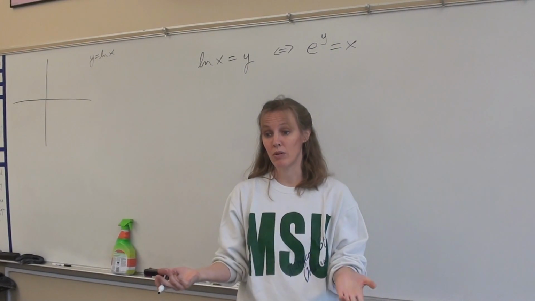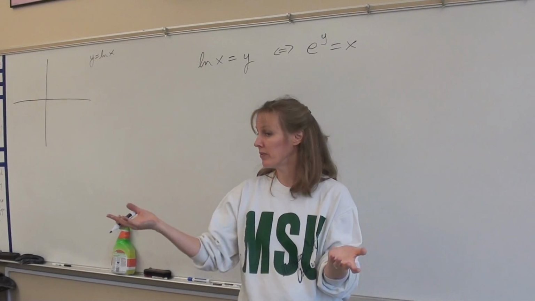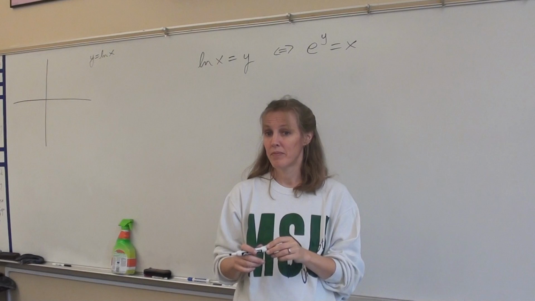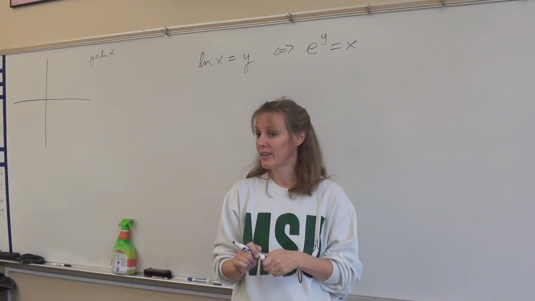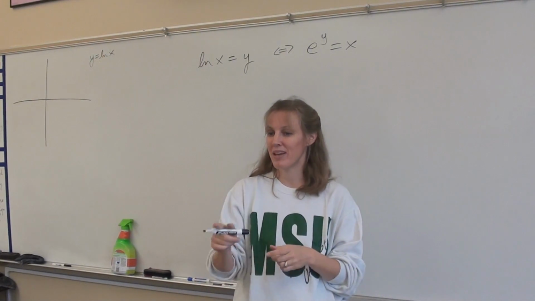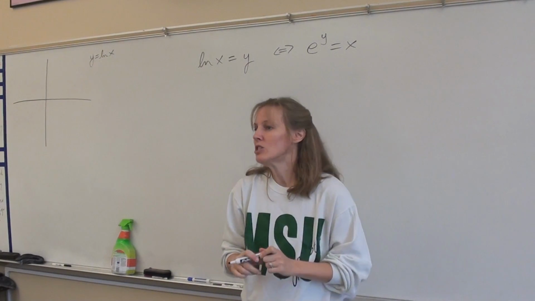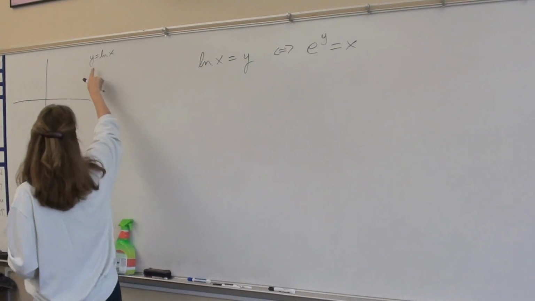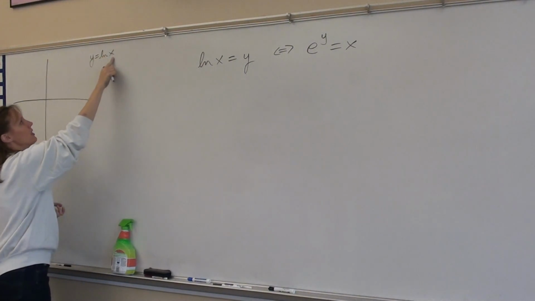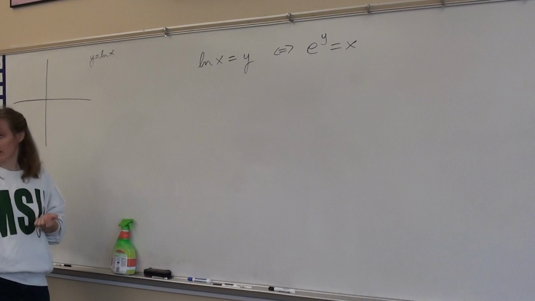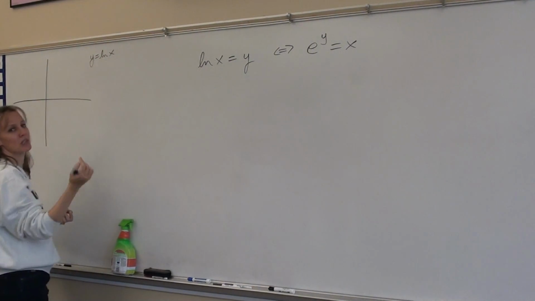Could it be made to be 0? Could I take 3, raise it to a power, and make it 0? No power. What is 3 to the 0? 1. But could I take 3 with just a power and make it 0? No, there's no way. So what happens is when you graph y equals natural log x, the x value can never be 0 or negative, because a positive number to any power can never equal 0 or a negative.